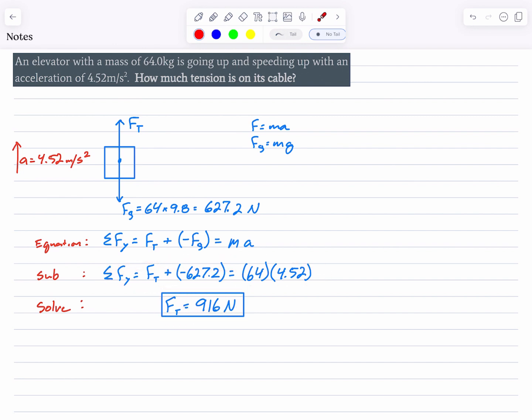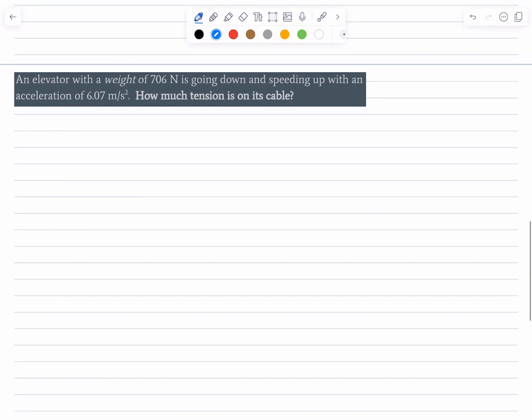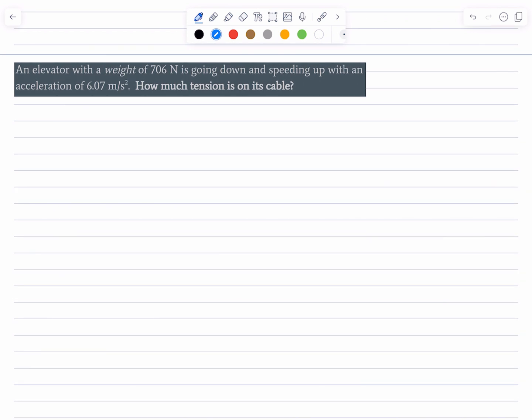And you could even take it a step further. You could plug this back in to Newton's second law, get the sum of forces, so tension plus gravitation, along with the mass of the elevator, and see if it works out to be this particular acceleration. All right, let's try another one. So we have an elevator with a weight of 706 newtons going down and speeding up with an acceleration of 6.07 meters per second squared. How much tension is on its cable?